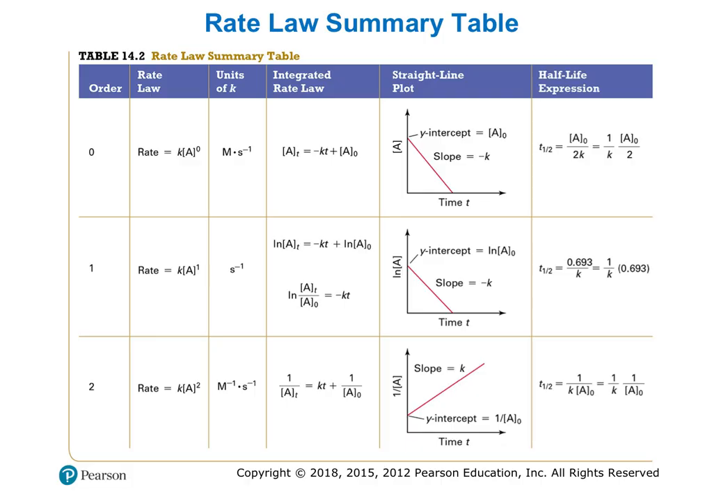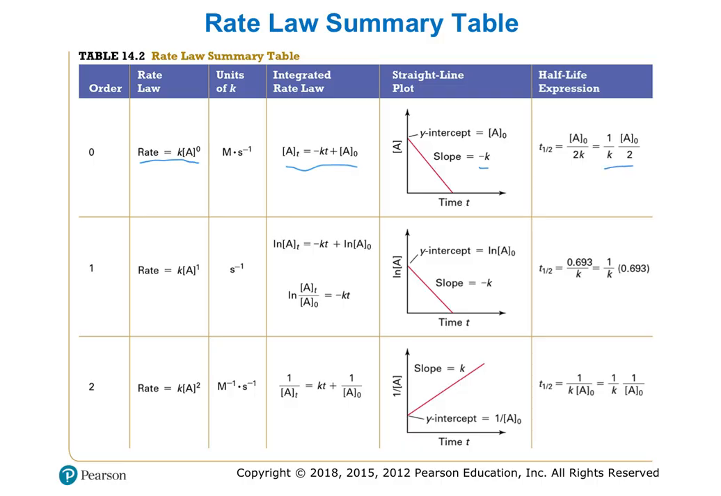Okay, here is our summary table. I think this really captures everything. We have the order. So again, for zero order, it's just the rate equals K times A to the 0, which is just K. Our integrated rate law is on its own. There's no function you need to apply to the concentrations. It just is linear. When we plot that, we get that the slope is equal to negative K, and then this is our half-life value.